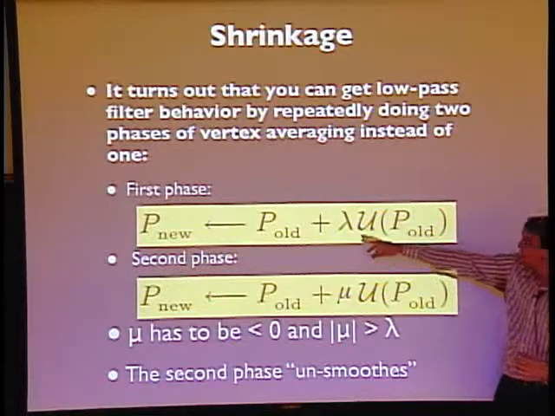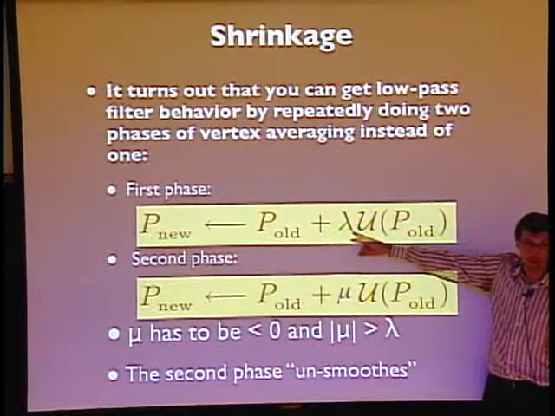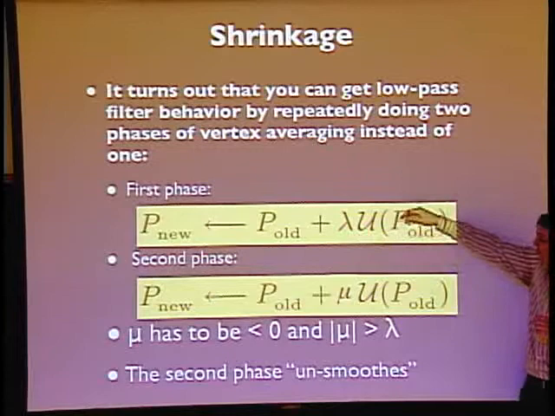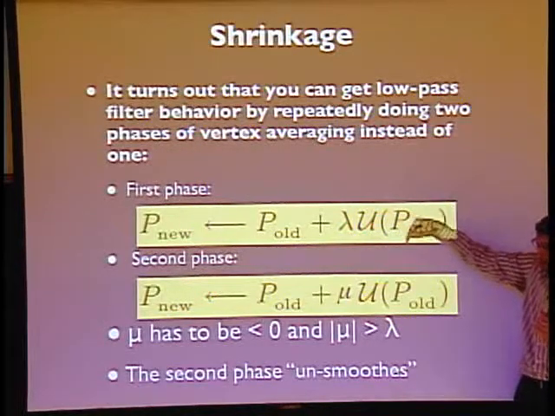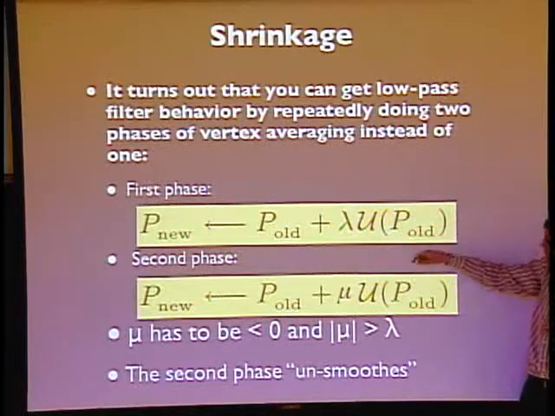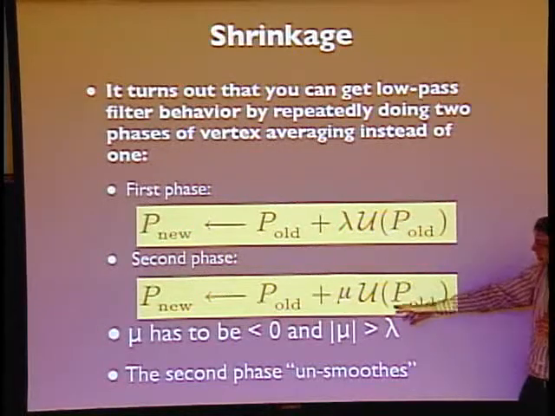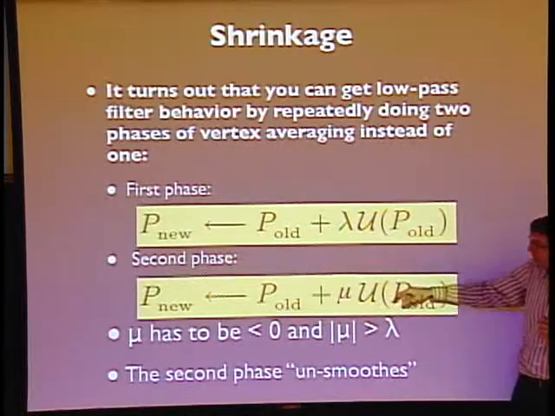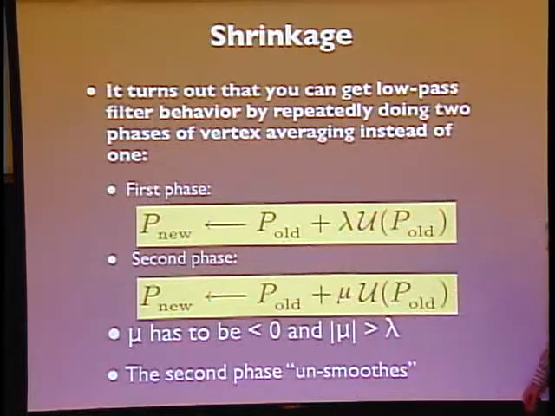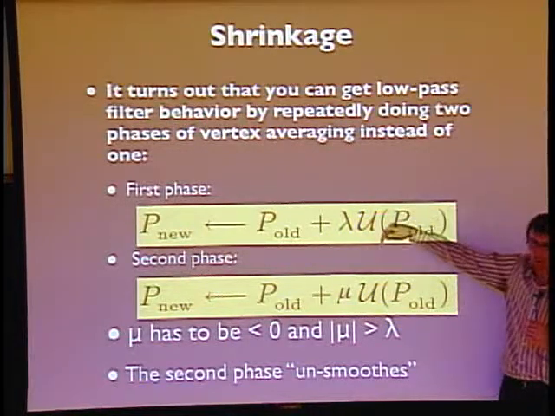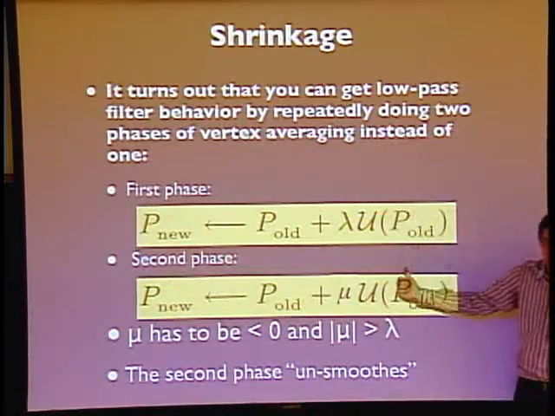So here, lambda is greater than 0 and less than 1, which is to say you move the points in the direction of smoothness. Now, for the second phase, you take those same directions and you move them in the other direction. So here, mu is a constant that is less than 0. So here you're moving them towards the smooth direction, and here you're moving them away from the smooth direction.